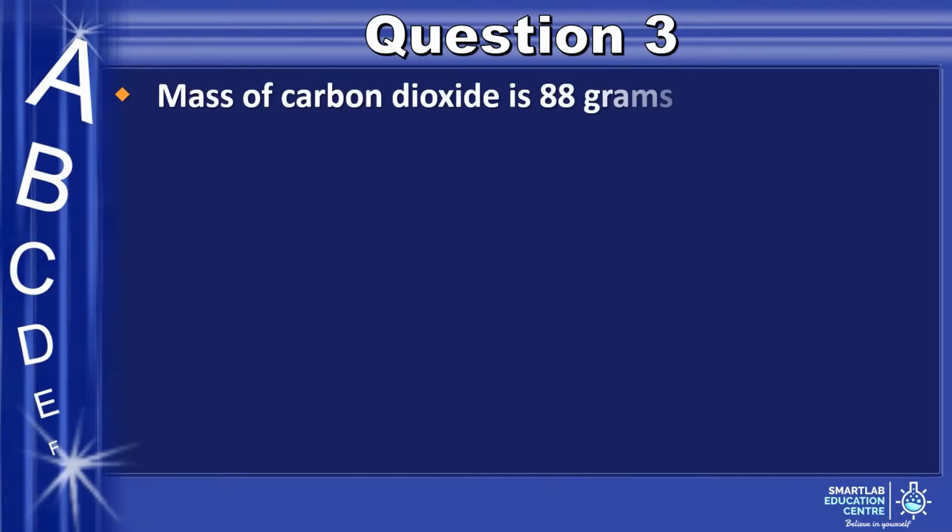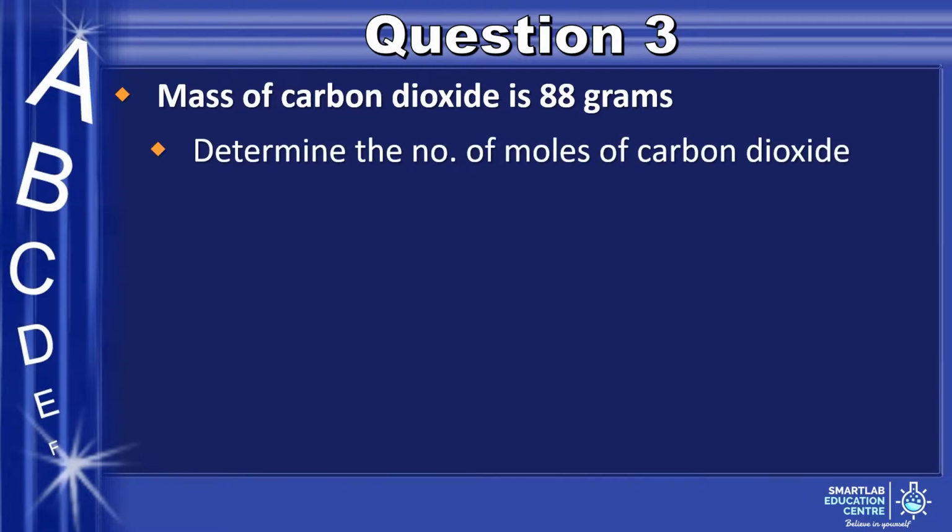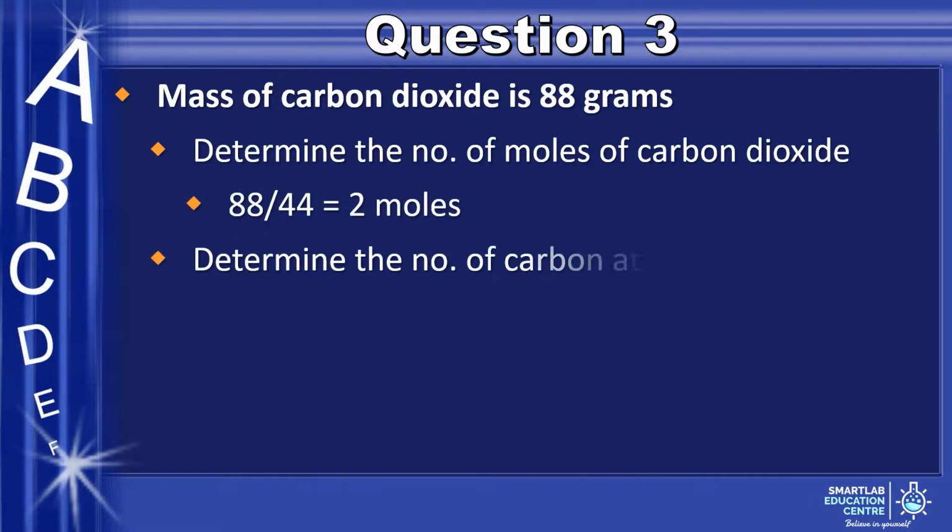Let's look at question 3. Given that the mass of carbon dioxide is 88 grams, determine the number of moles of carbon dioxide. As seen in the calculation below, the number of moles is 2. Determine the number of carbon atoms. Take the number of moles multiplied by Avogadro's constant, and the answer is as seen.